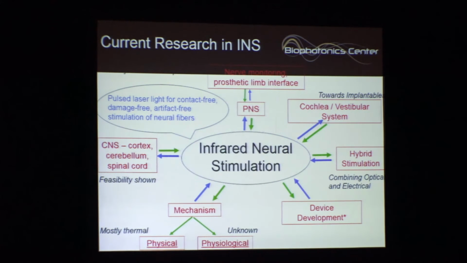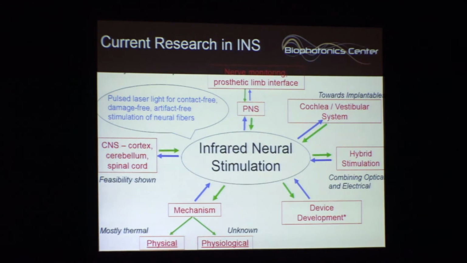with INS. So I'll start by just going around this ring here. Using INS, we can do a whole bunch of things in the peripheral nerve, such as prosthetic limb interface, stuff like that. We have some work with a collaborator going on looking at the cochlea at Northwestern for cochlear implants. He's done a lot of work to show that, actually presenting at Society for Neuroscience, just going on right now.